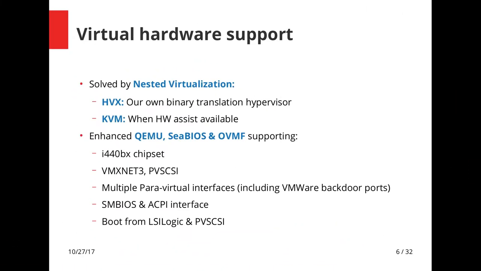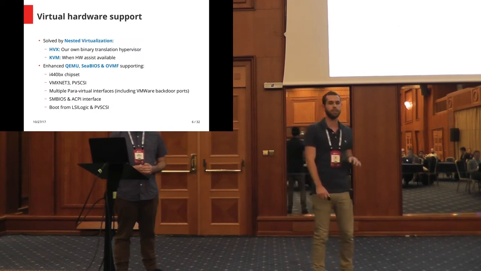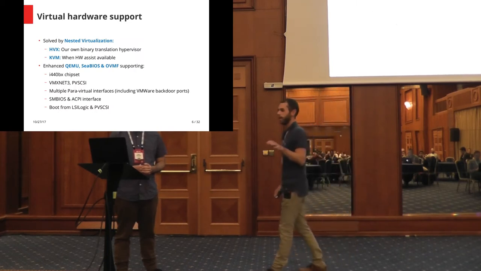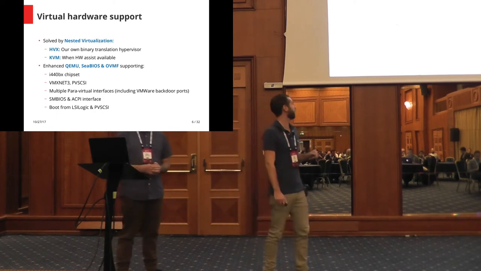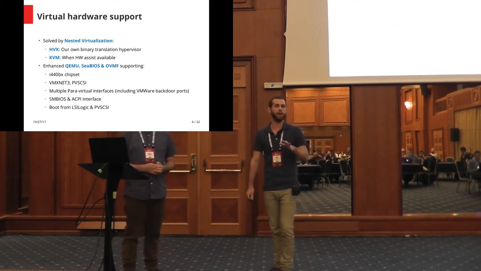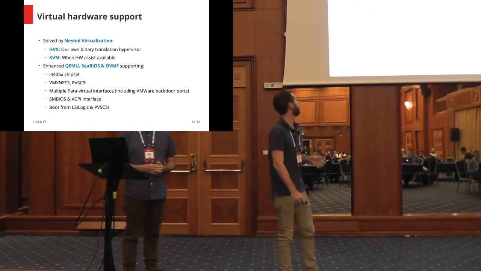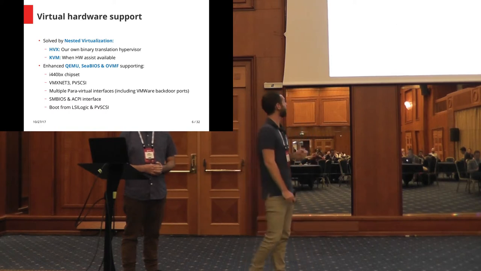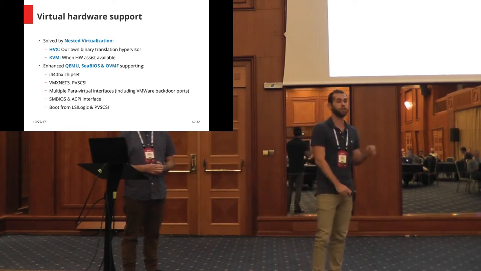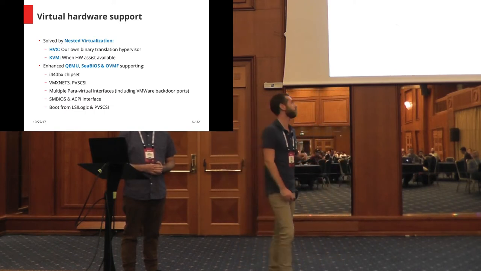How do we do that? Ravello, or Oracle, does that by utilizing nested virtualization. We have created our own binary translation hypervisor that is called HVX, which is optimized to run on other hypervisors, such as KVM or Xen, on top of the public cloud instances. When the public cloud exposes virtual hardware assist, we can run KVM directly, and we do that.